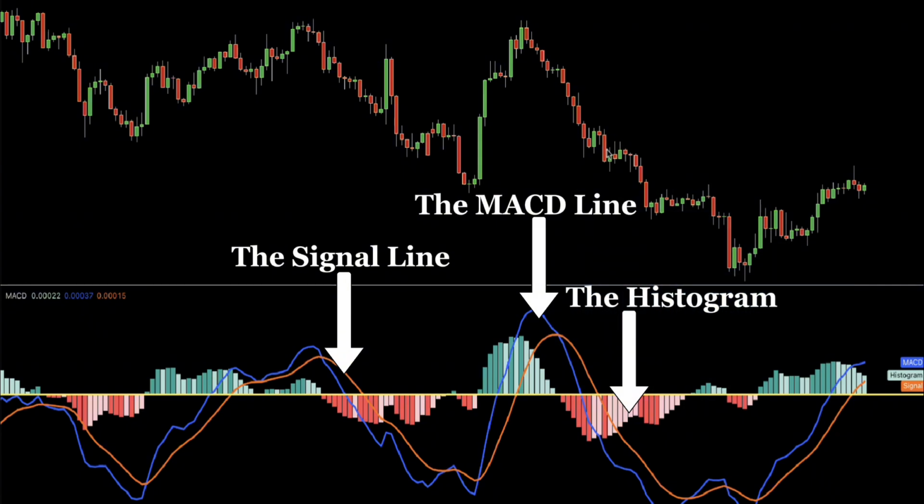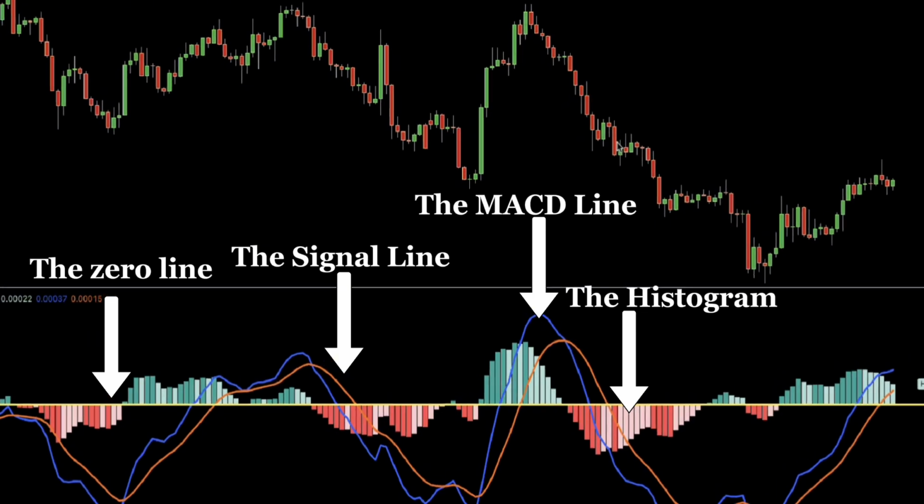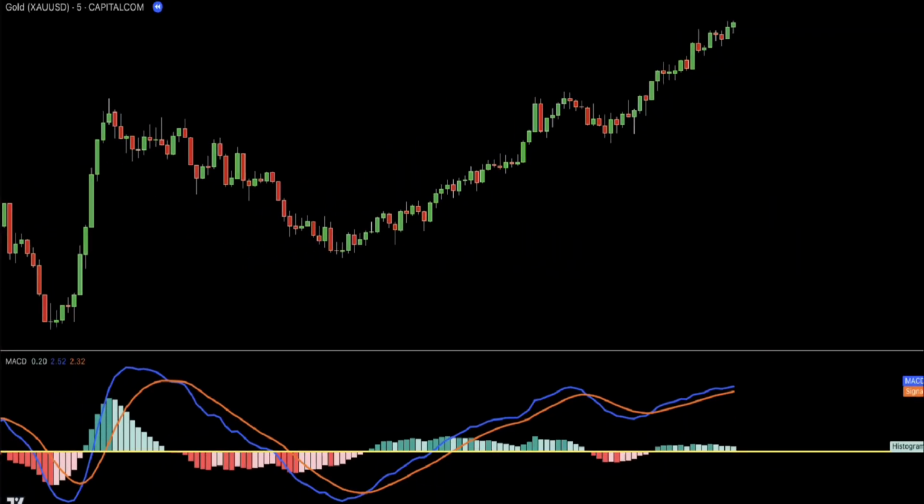All of these elements work in relation to the zero line, which acts as the backbone of the MACD, helping traders quickly see when momentum shifts. Let's break down the MACD step by step, starting with the MACD line. This line is created by subtracting the 26-period exponential moving average from the 12-period exponential moving average.